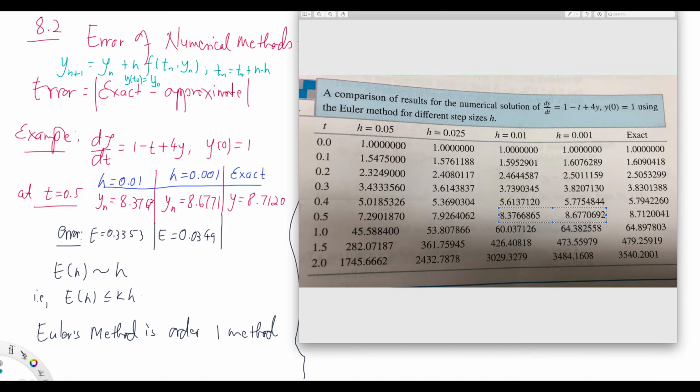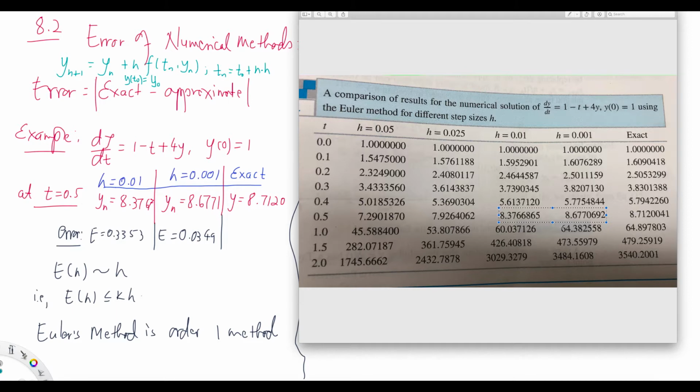When the step size is 0.025, these are the values, then 0.01, 0.001, and the exact, meaning you solve this and find the exact solution of the equation, and then you plot the values at t equals 0, 0.1, 0.2, and so on. These are the exact solution values. Okay, let us pick some point there. Let us pick t equals 0.05.